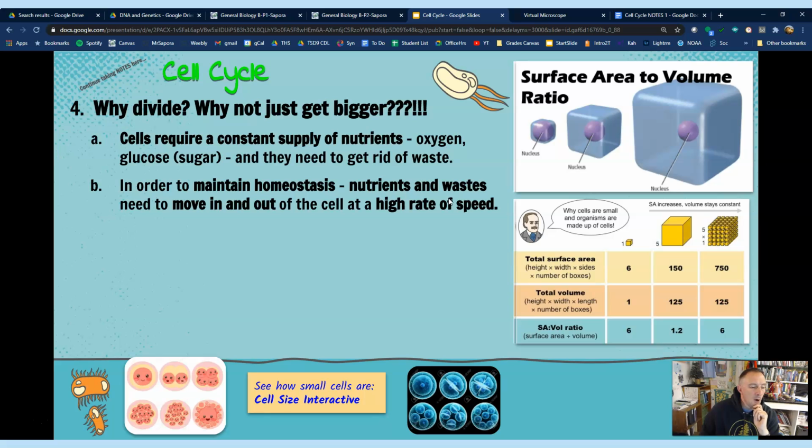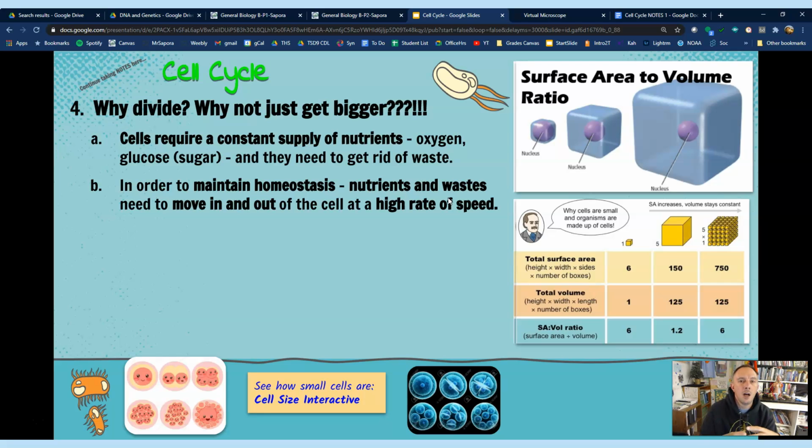And in order to maintain homeostasis, that stable internal environment, they need to get rid of enough waste so that waste doesn't build up, so they don't build up too much carbon dioxide, and so they have enough oxygen in and enough carbon dioxide going out, so that it's a steady one in, one out, one in, one out. That's homeostasis, right? A stable internal environment.